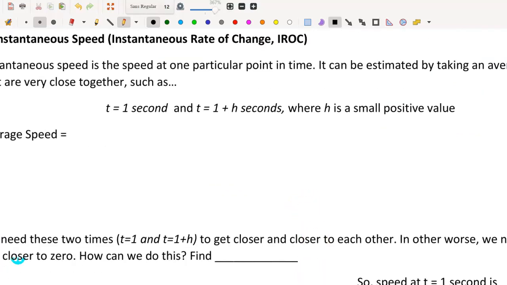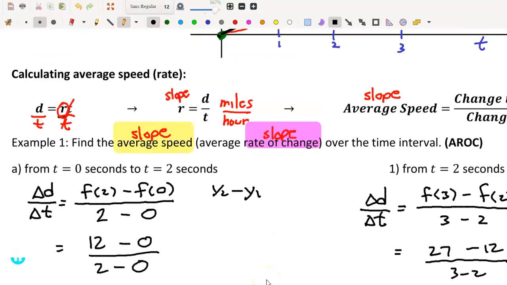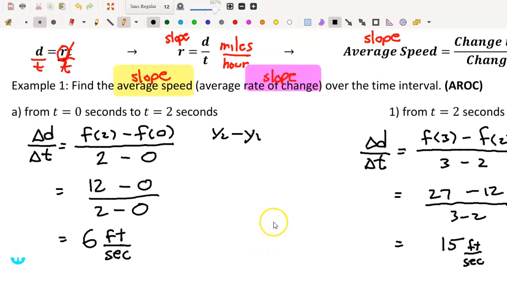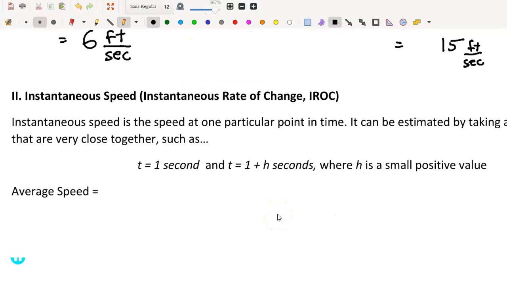So now we have two different vocab here. We have average speed and we have instantaneous speed, and you need to know the difference between those. The directions are very clear. If it says find average, you have to do this kind of work. If it says instantaneous, you have to do this. So if we want to find how fast something's going, let's say in this problem, exactly at 1 second, not an average from 0 to 1 or from 0 to 2 or whatever, but exactly at 1 second.